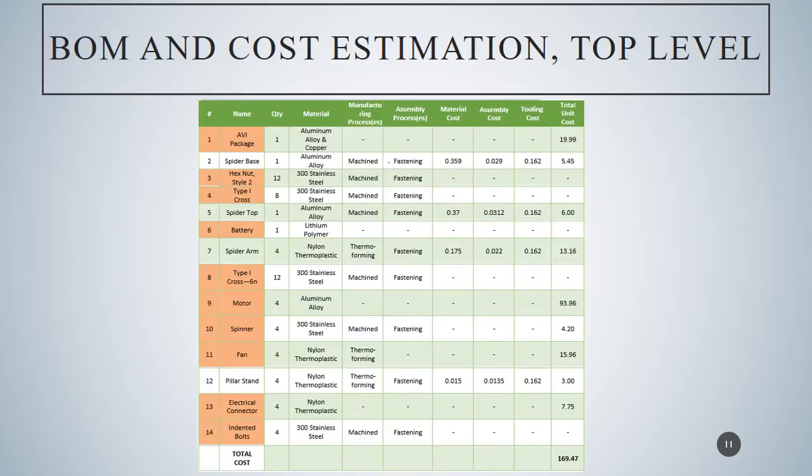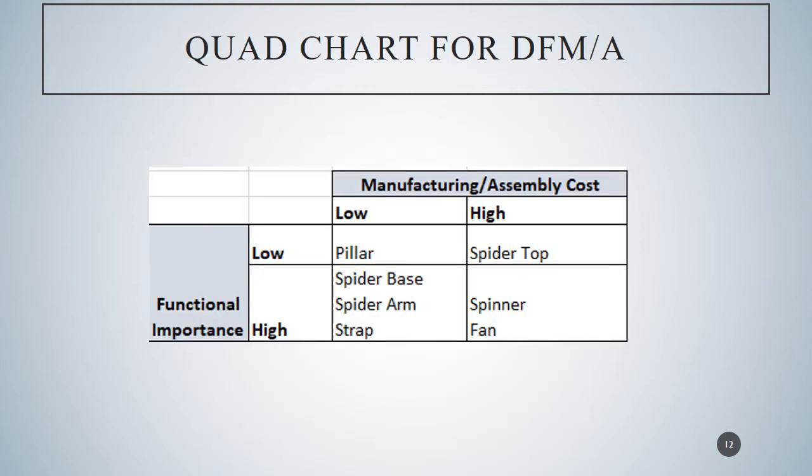With the bill of materials and cost estimation, we have the wide variety of components as well as their quantity, material, assembly processes, and other various information in order to figure out the total cost of each drone. Looking at the quad chart for DfMA, we have the functional importance as well as the manufacturing and assembly cost. We looked at some of the components on the bill of materials and decided which ones had high functional importance and which ones had high assembly cost, and decided to choose these as potential candidates to redesign.